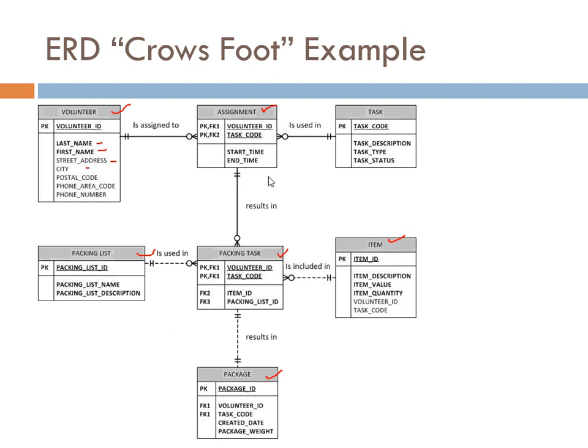Now, some of these are a little bit harder, but for assignments, and we've got some of this confusing stuff at top, we want to keep track of a start and an end time. Okay, start, that must be something about their assignments. Tasks have a description, some kind of type, and a status. And we don't know much about those, but I can tell that those are the attributes that they want to keep track of.